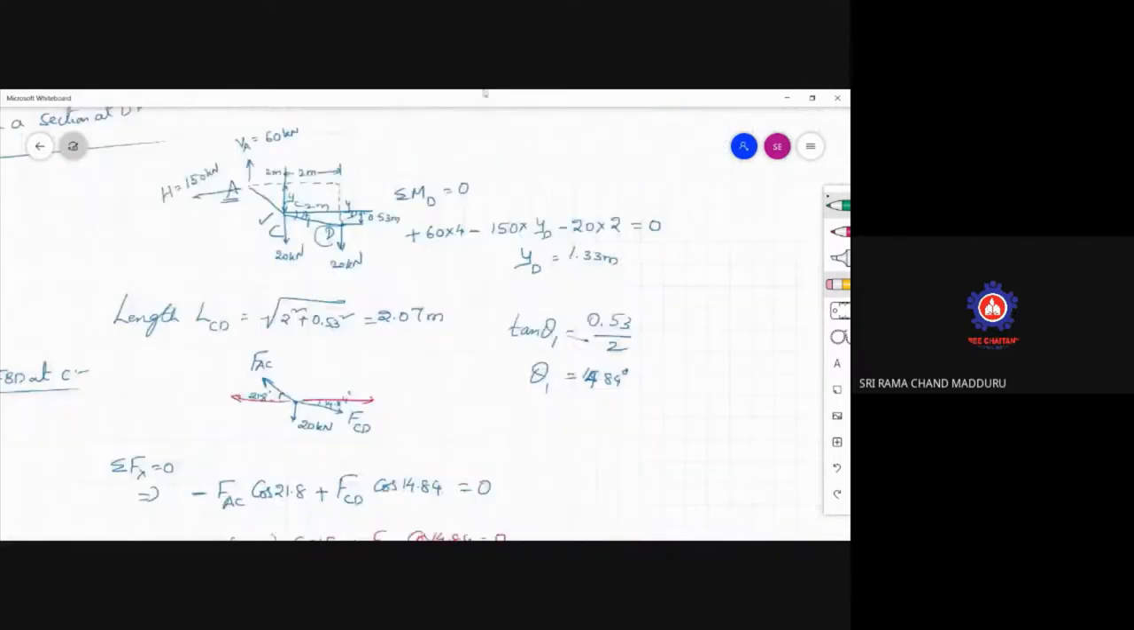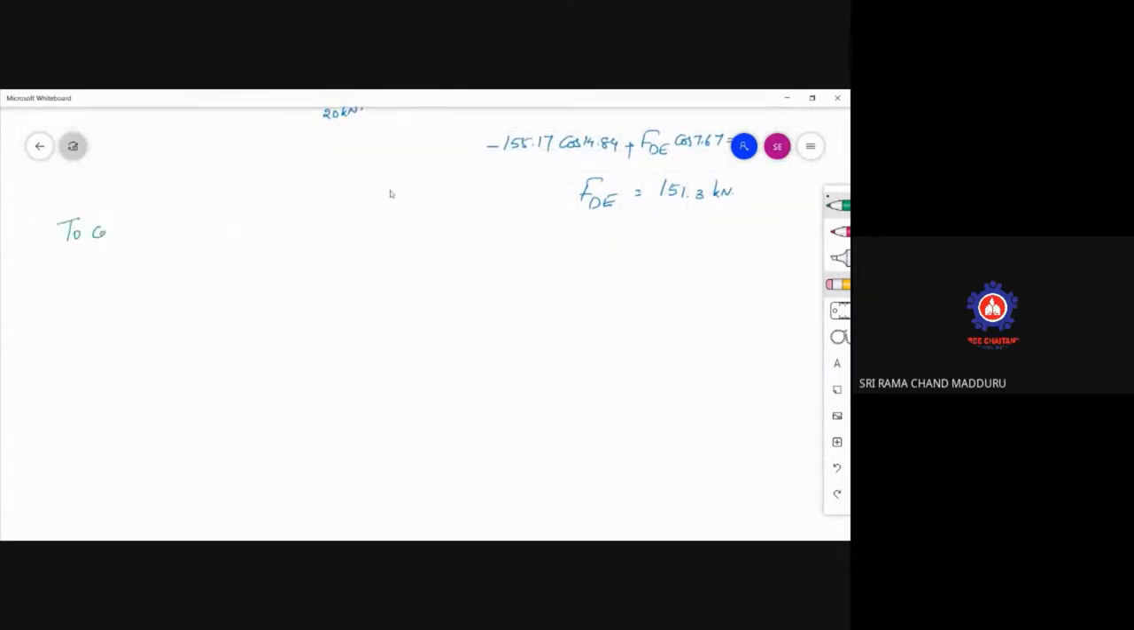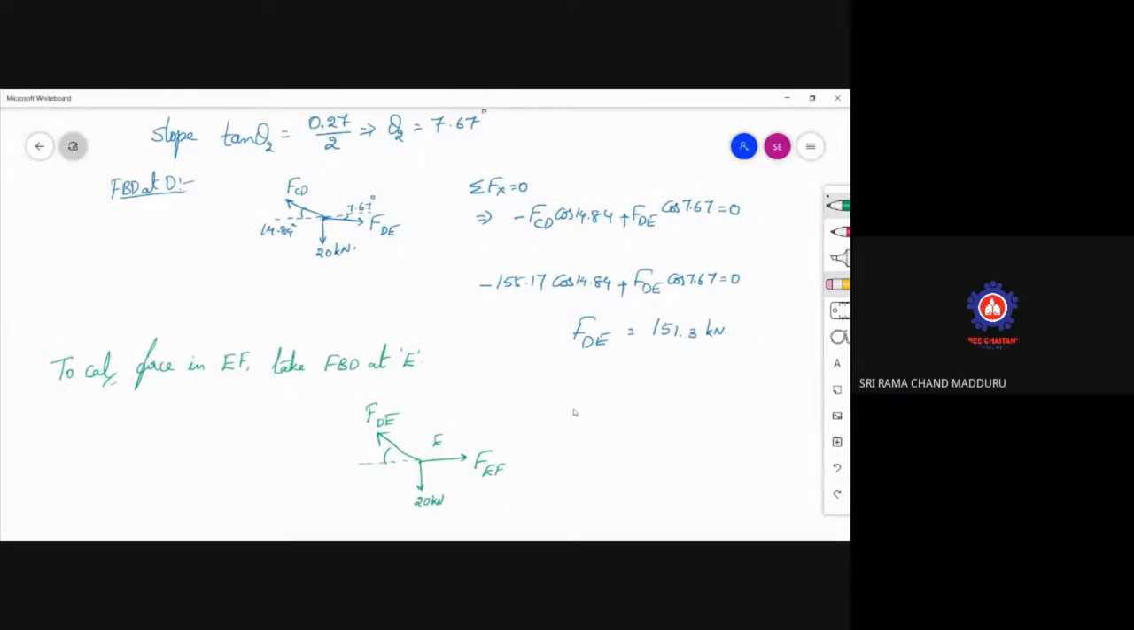So to calculate force in EF, write down, take FBD at E. Force in EF, force in DE. This is 20 kilonewtons load is acting. So this point is E. What is the angle this DE is making? DE is making angle of 7.67 with horizontal. So this is 7.67 degrees. Now, sigma Fx is equal to 0: minus FDE cos 7.67 plus FEF is equal to 0.